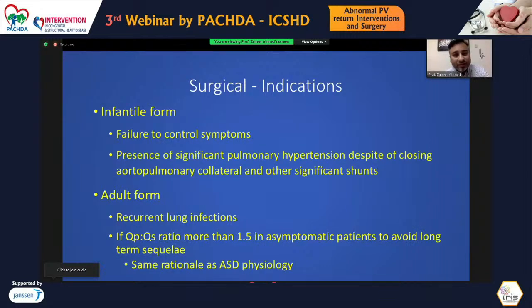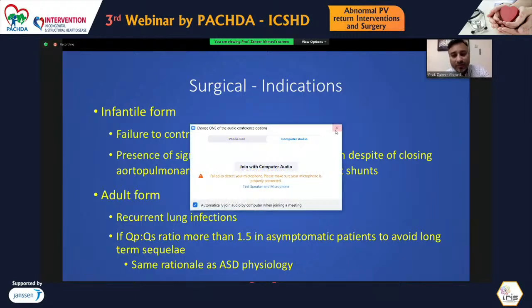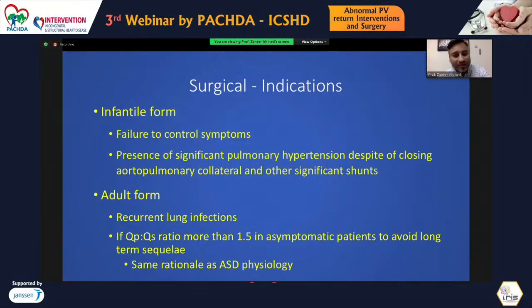Surgery, there are certain indications. In infantile form, if you are not able to control symptoms, or if there is presence of significant pulmonary hypertension despite closing aortopulmonary collaterals and other significant shunts, then we have to think about different surgical options.